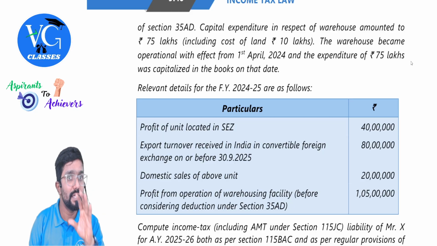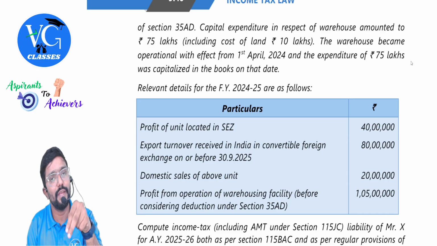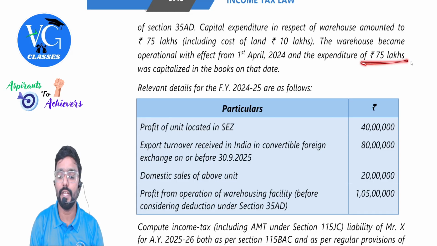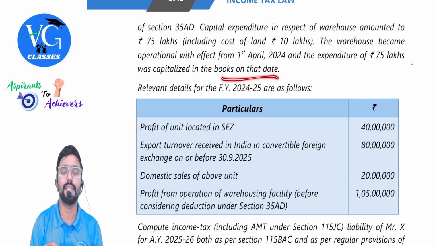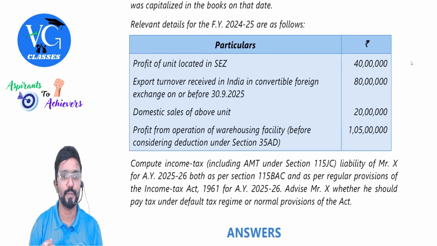So actually it was incurred last year, but when did the business commence? In the previous year. So can we claim it in the previous year? Yes. And expenditure of 75 lakhs was capitalized in the books on that day. That means we can claim it. Relevant details for the financial year 24-25 are as follows.